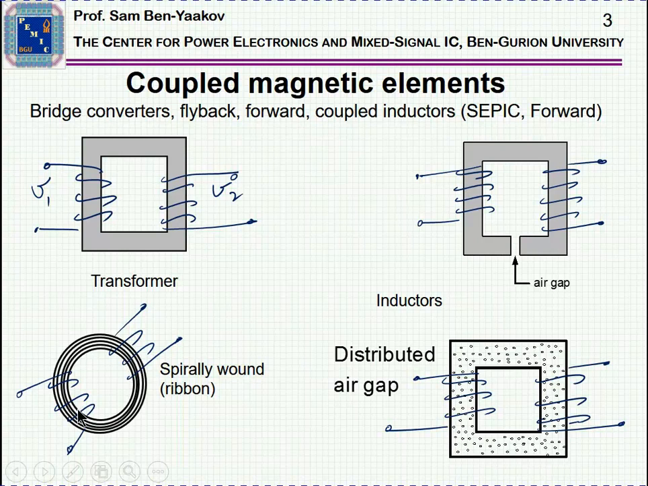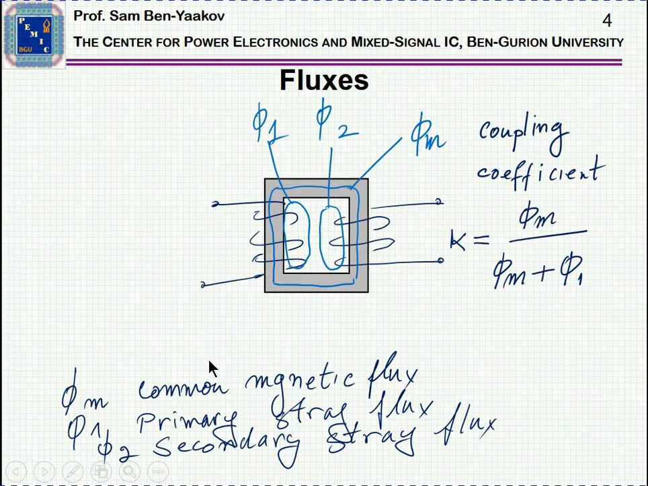Another possibility is to use the wound core, which are ribbons wound. They are material that have high conductance, and therefore you have to form them in thin layers so the eddy current will not cause heavy losses, and then you can wind on them the windings. In all cases, we have a number of windings in here.